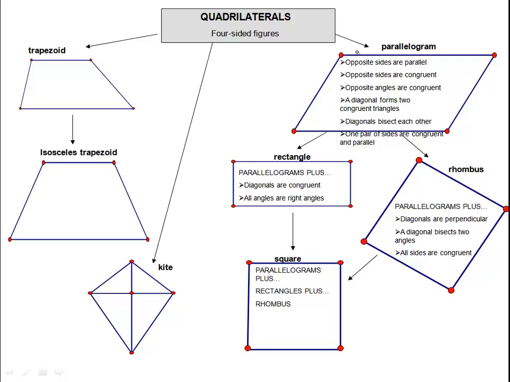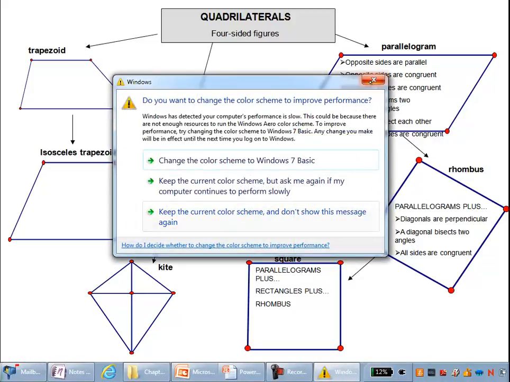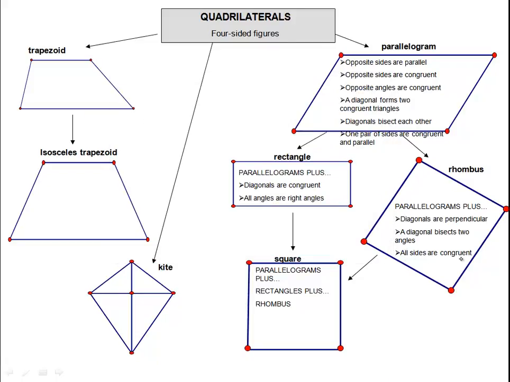Both pairs of opposite sides are parallel, both pairs of opposite sides are congruent, both pairs of opposite angles are congruent. And then you'll notice, instead of a rectangle writing all those things out, we write just parallelogram plus, and then we have the 2 new pieces. Diagonals are congruent, and all angles are right angles. And then a rhombus says all the pieces from a parallelogram, so parallelogram plus, diagonals are perpendicular, a diagonal bisects 2 angles, and all sides are congruent.